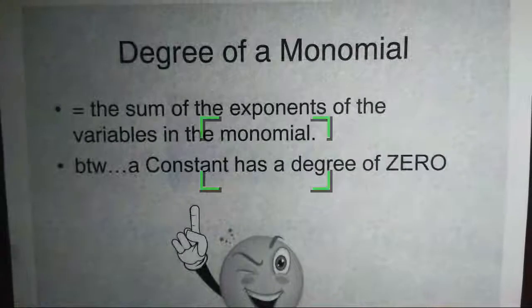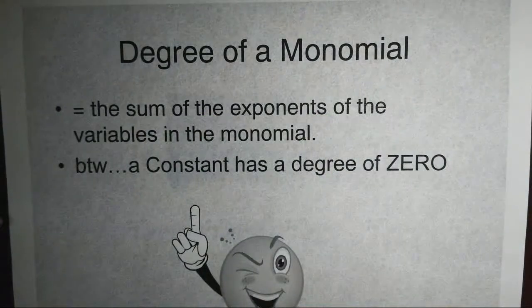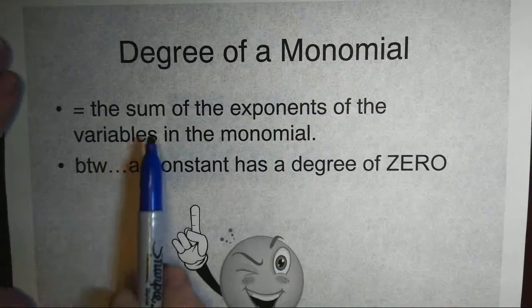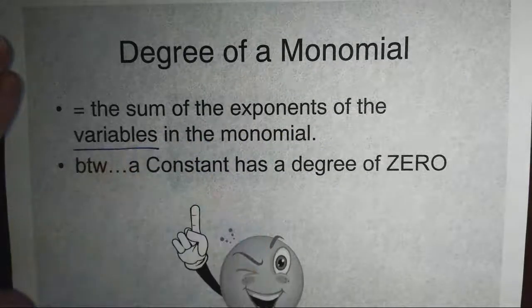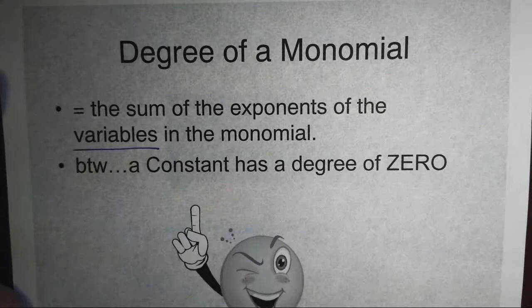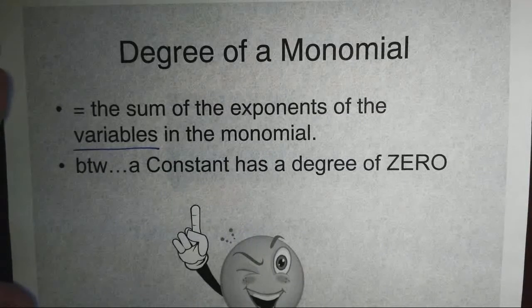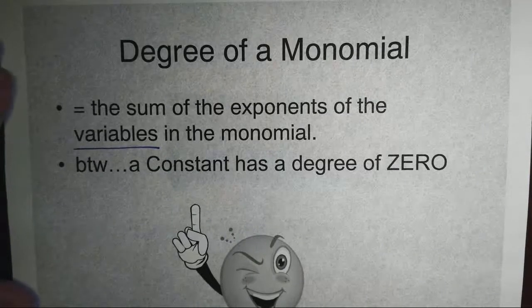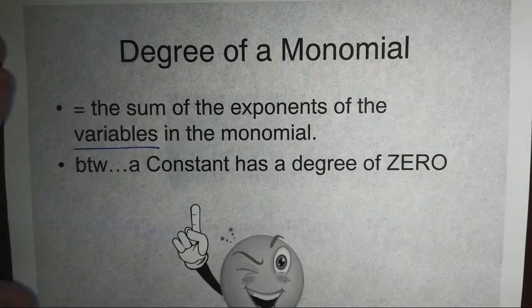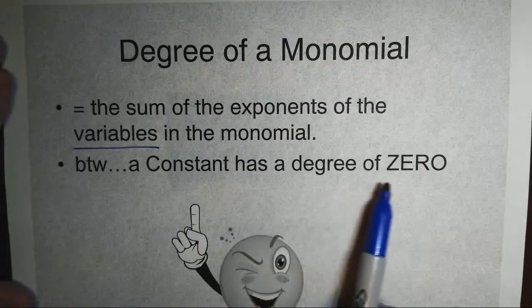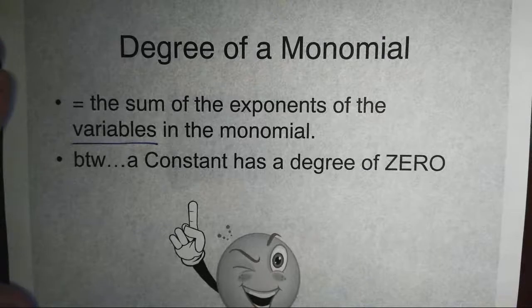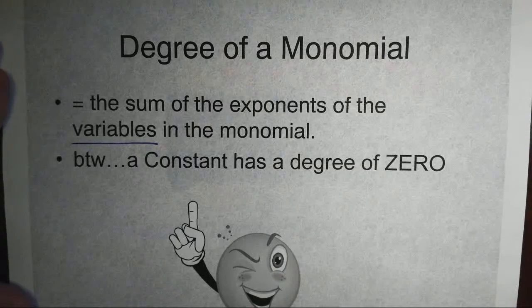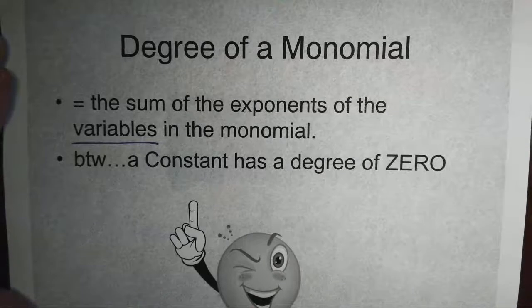Another new concept is finding the degree of a monomial. The degree of a monomial is the sum of the exponents of the variables in the monomial. So in order to find the sum of the exponents of the variables in a monomial, you take the exponent on each of the variables, add them up, and that's your degree. By the way, a constant has a degree of 0. If it has no variables, then it has no exponents on the variables, which makes its degree 0.